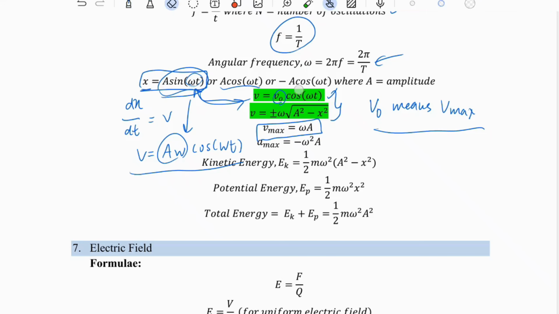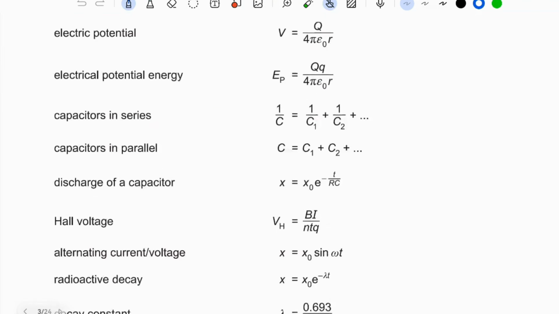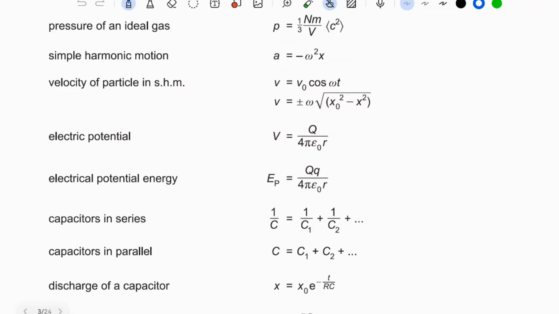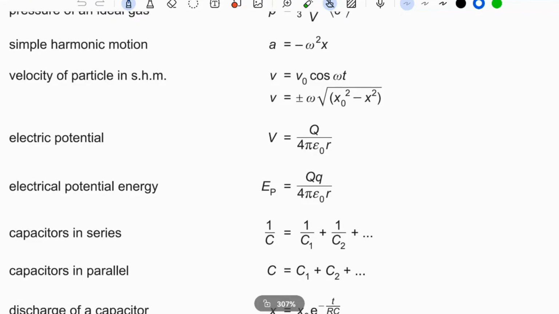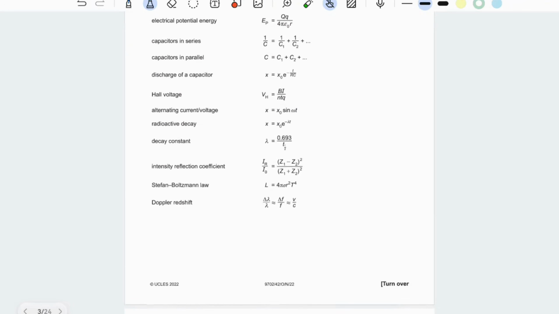The next one is v equals plus or minus omega square root of a squared minus x squared. So a squared is basically your amplitude squared, minus x squared, where x is the position you want. Okay, and this also is given. Let me just show you where it's given. Okay, so this is your formula booklet on page 3. So you can see here, velocity of particle in SHM. Yeah, so most of your A2 formulas are actually on this page, page 3.